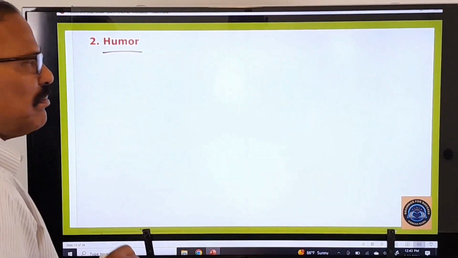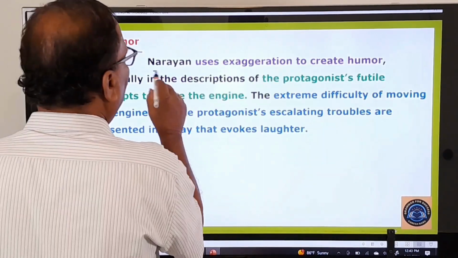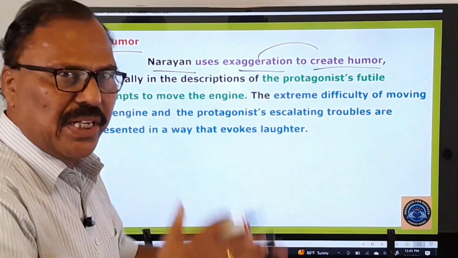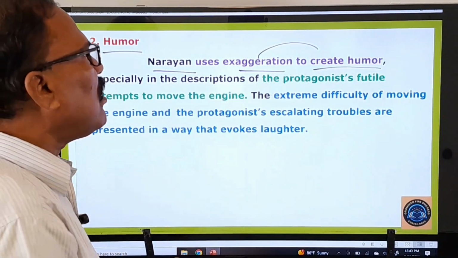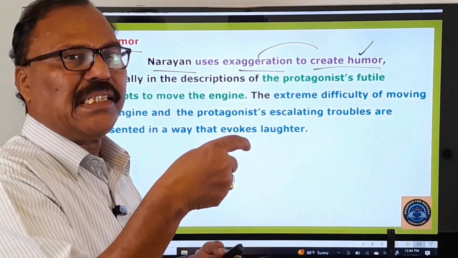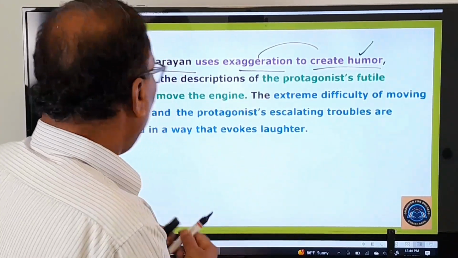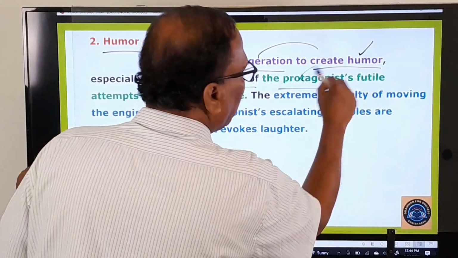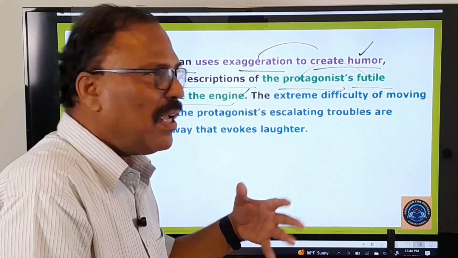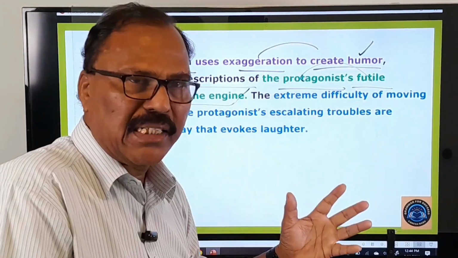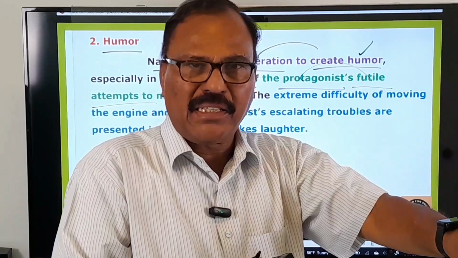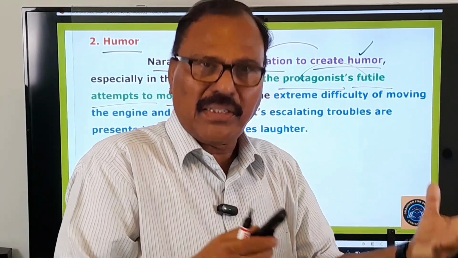Humor is there. What is this humor? Narayan uses exaggeration to create humor. So he has used all exaggerations in this story, and in order to create some humor, if something is exaggerated, it gives some kind of humor to you. Okay, and here see, especially in the descriptions of the protagonist's futile attempts to move the engine. Where do you find humor in this story? In the futile efforts of the protagonist who wants to move that engine from its original place to some other place, which is not an inconvenience to other people, right?